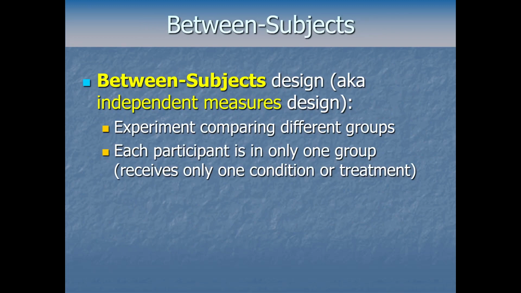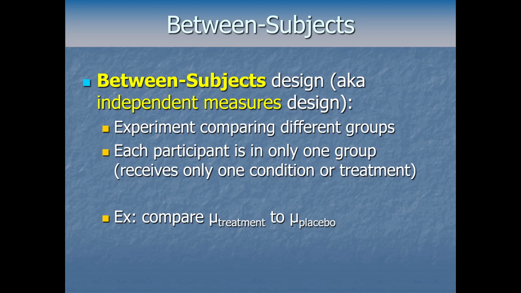So let's start with the between subjects research design, also sometimes called an independent measures design. This is when we do an experiment comparing different independent groups, and each participant only is in one of those groups. So their scores are independent from the scores of the people in the other group. So they receive just one condition or treatment each. Like you end up in one group, you give your score, and you're done.